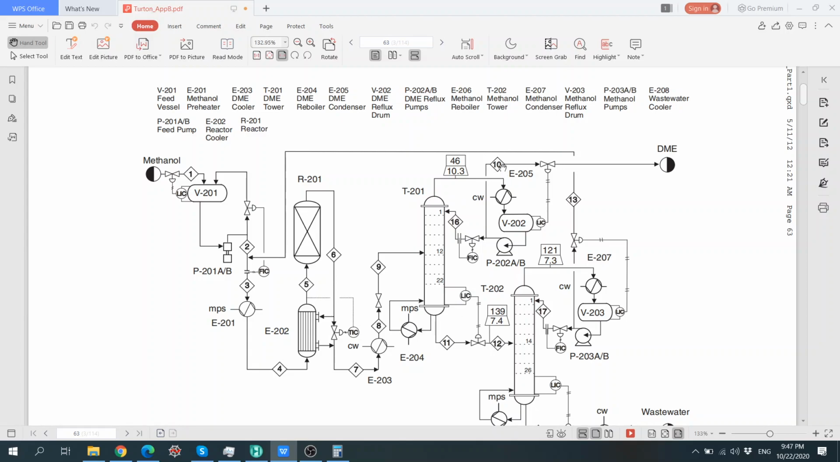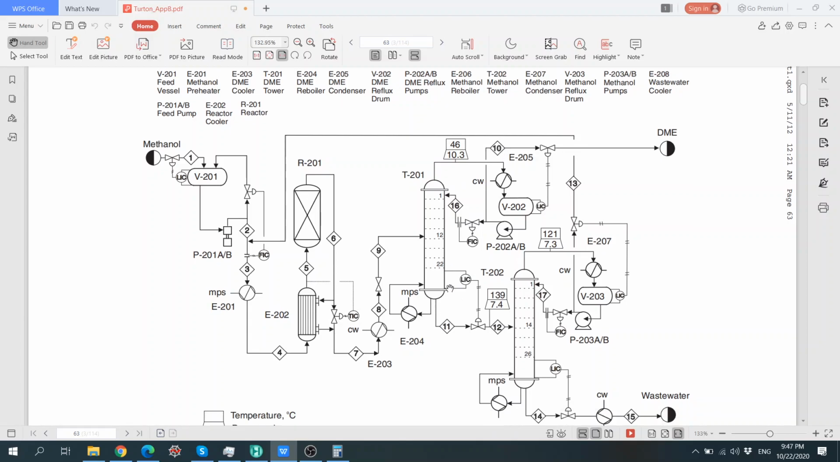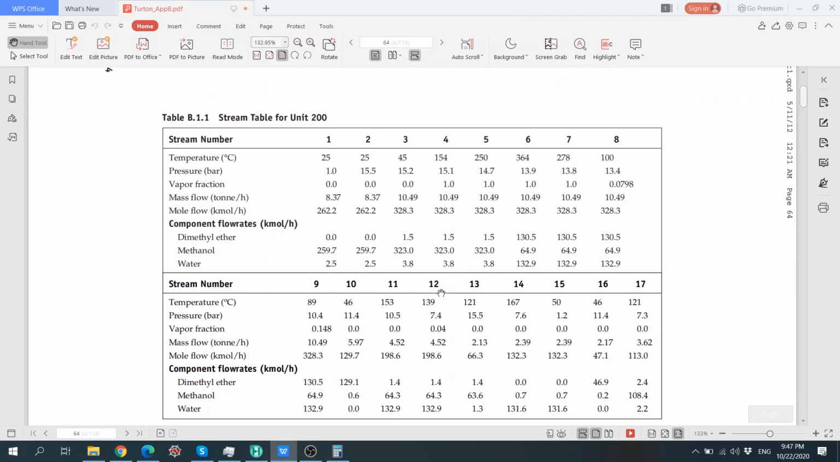This one as well, if we look at stream number 10, we see that there is no vapor. Vapor fraction is 0. There is no vapor, and we don't know yet. We do know that at atmospheric pressure, the boiling point of DME is -64. But in this case, we are going to operate at 11 bar. So if we look at this data, we are going to make a liquid DME. Yeah, there is one source of information.